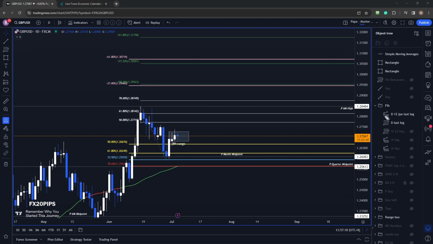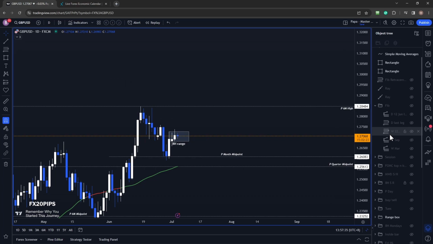I also open up the previous extension, so it seems to be quite close to these two levels, because we are also using the same leg here. All right, let's close this one, close this one. We have the weekly fib on this, the 22nd of May.